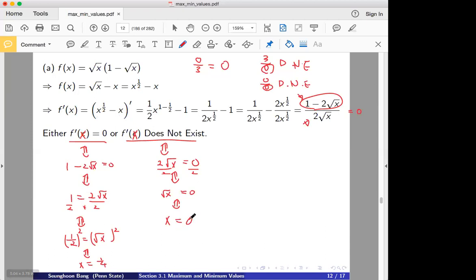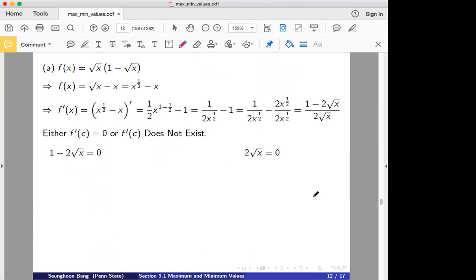Yes, 0. Because the square root of x equals 0, square both sides. Inside is always 0. So we have x equals 1 over 4, x is 0. So is this a critical number or not? What's the definition of a critical number?